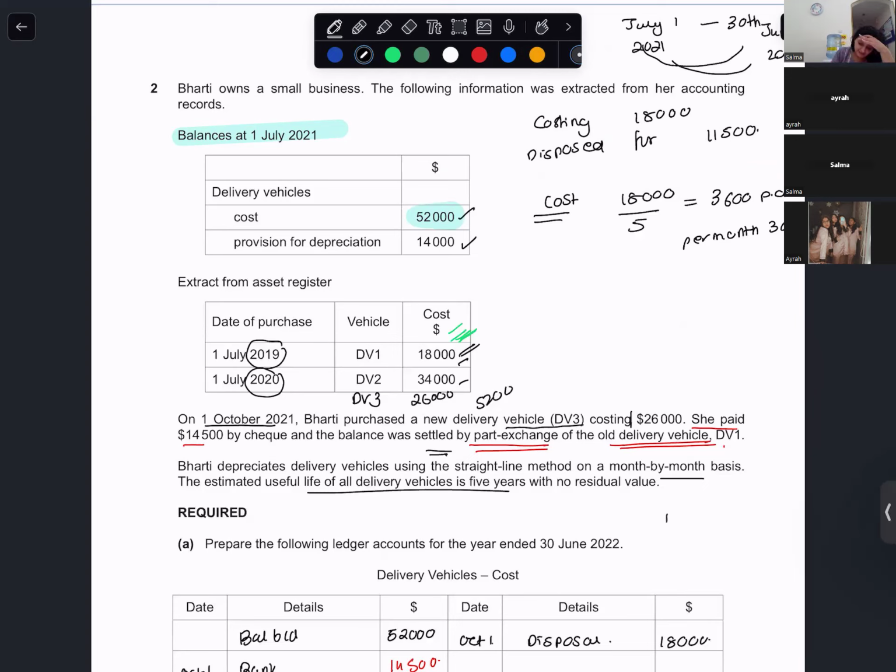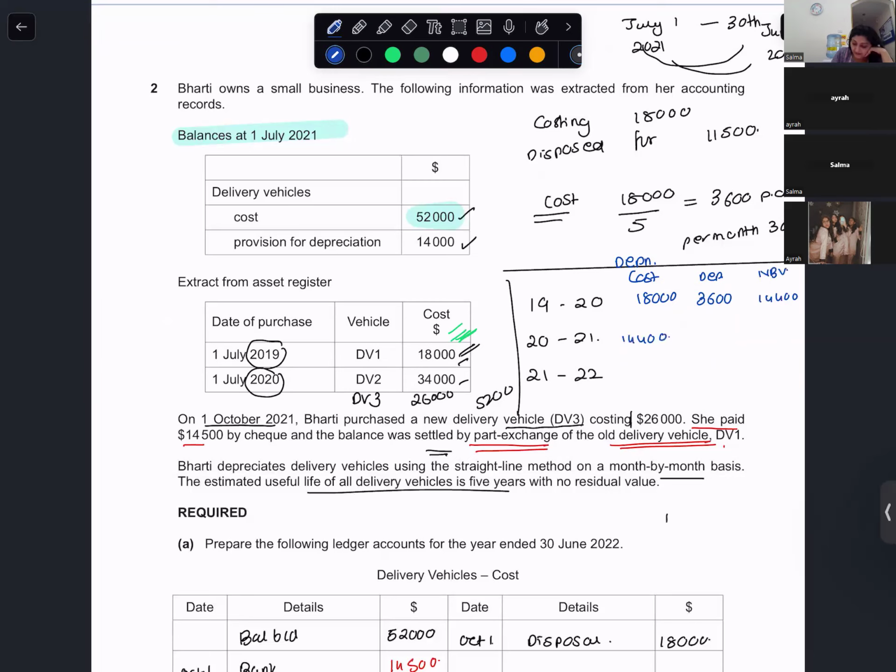July to June is my year end. So the asset was purchased in 2019-20. Then you had 20-21, and here I am in the year 21-22. So 3 years depreciation you have to charge. Asset was 18,000. Depreciation for the first full year 3,600. 14,400 is the net book value.